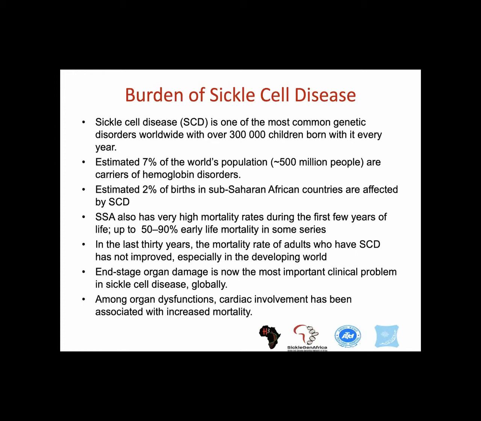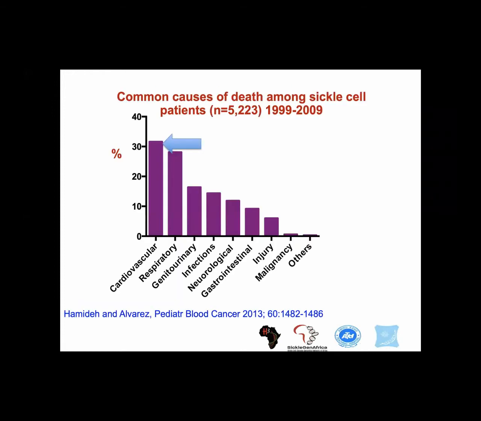So it has now become important to study end organ damage, because patients with sickle cell disease develop major end organ disorders globally. And among these end organ disorders, the heart is affected among other organ systems, as you see in the next slide. This is a slide showing common causes of death among sickle cell patients, and you see cardiovascular disease is number one among the causes of death. Up to 30% of patients with sickle cell disease die because of issues related to the cardiovascular system.